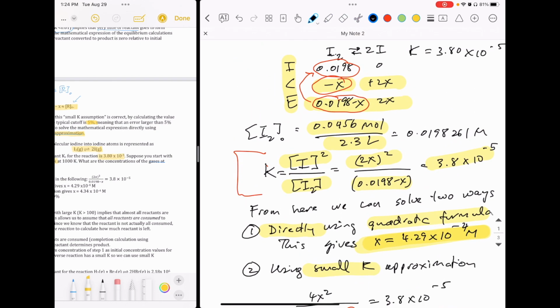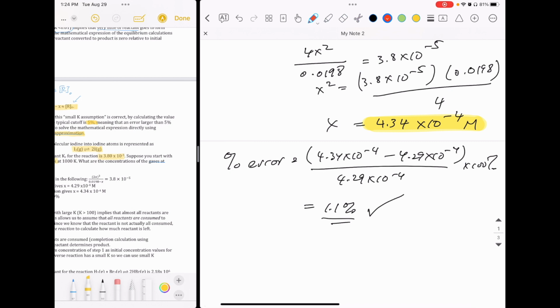Now, that's not the actual answer, right? Because they're actually asking us for concentration at equilibrium. So you're going to need to plug in that x value into each of those expressions, 0.0198 minus x and 2x. If you do that, then you're going to get your actual answer to the question. And in this case, use the x value that you get from the approximation method, because that is a reasonable method to use in this situation. You will see that the small K approximation is very, very useful in some of the equilibrium problems that we will encounter in the future, both in acid-base chemistry as well as in solubility equilibria.